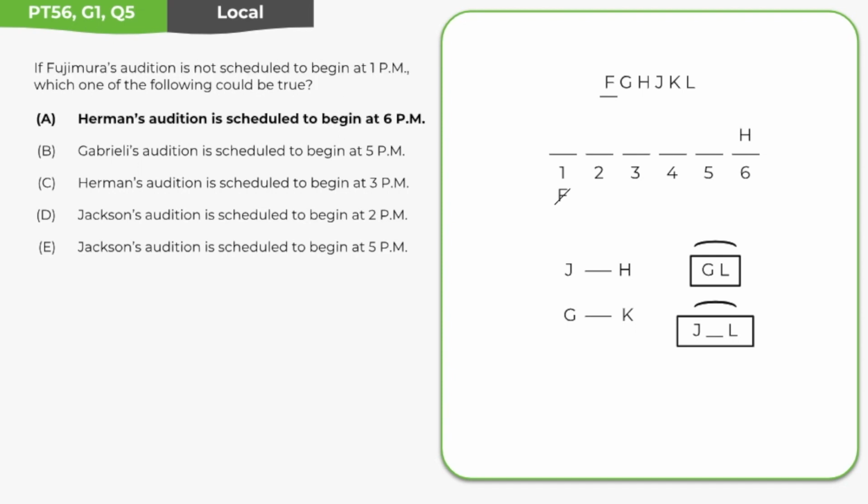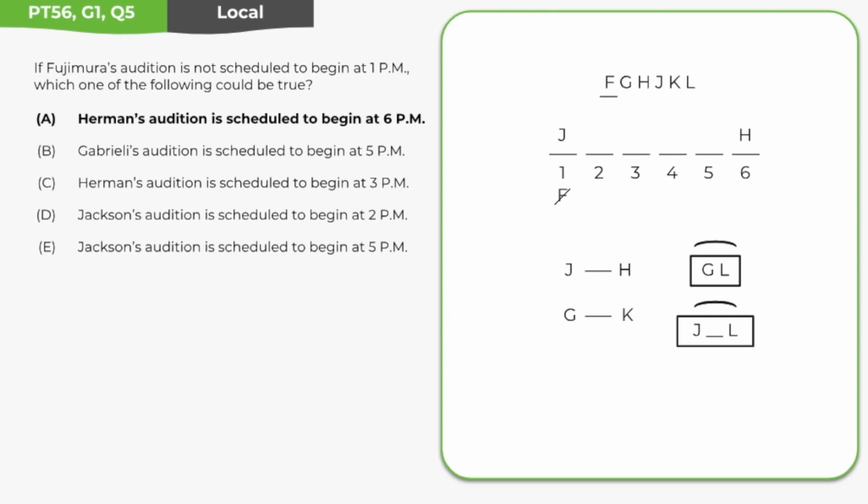So answer choice A says that H's audition is scheduled to begin at 6. If we plug in H at the 6th position, what does that tell us? Well, we're just trying to make a scenario that works. Since H doesn't really tell us anything, we know that J is earlier than H. We could plug in J anywhere. So long as we can come up with a hypothetical that works, we can pick this answer choice.